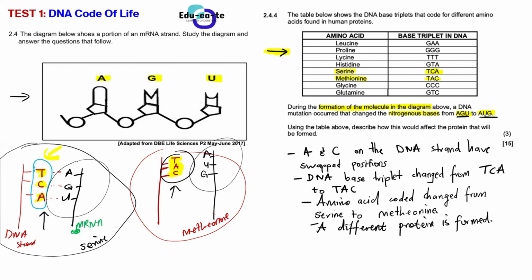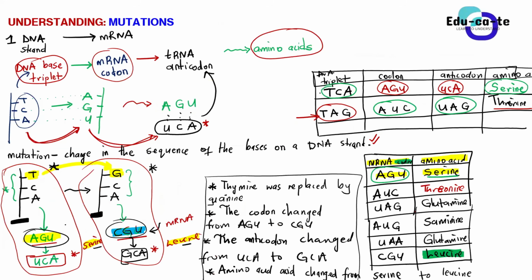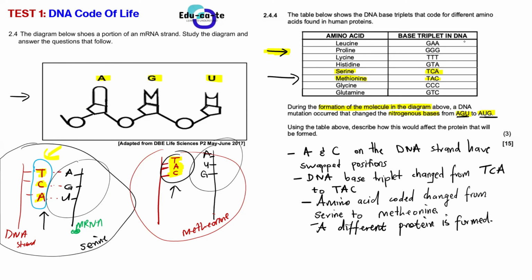In this table, guys, it's not always guaranteed that they're going to give you an anticodon and an amino acid, or a codon and an amino acid, or a DNA-based triplet and an amino acid. You just work with what they've provided for you. In this case, they've given you the DNA-based triplet and the amino acid that it is coding for, so you must try your best to go back to the DNA-based triplet.